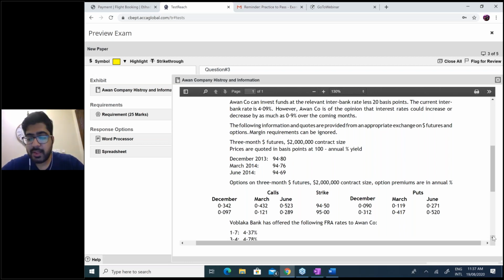Then options data is given. Again, 2 million is the contract size. Premiums are in percentage. There are two exercise prices or strike prices given, 94.5 and 95. December, March, and June calls are given, and December, March, and June puts are given. Only one column is relevant, as I taught you, and the figures in between are the premiums.